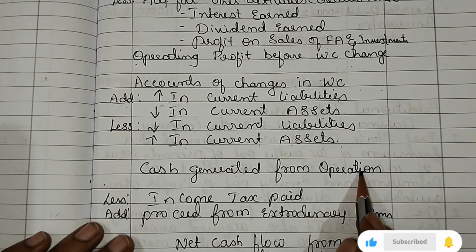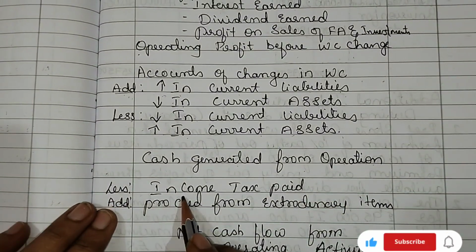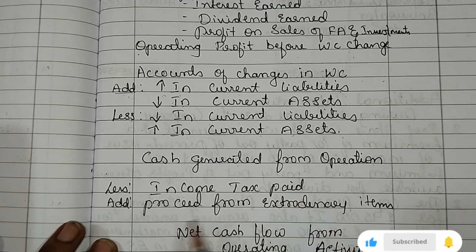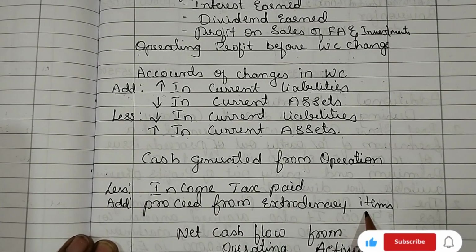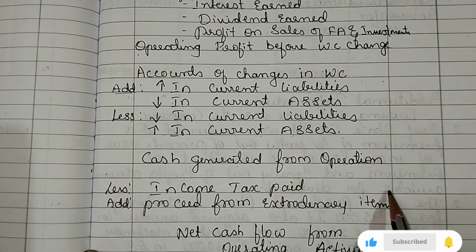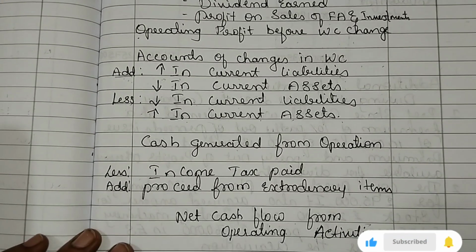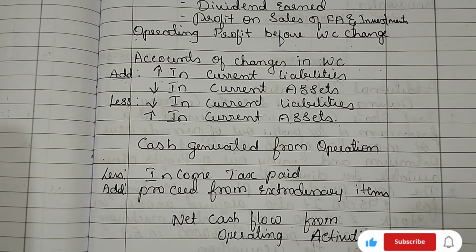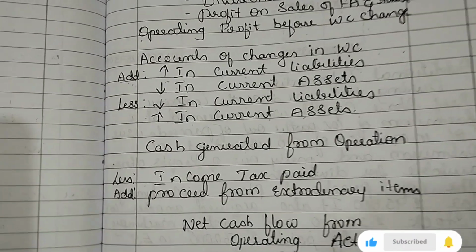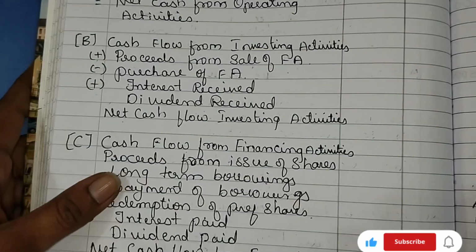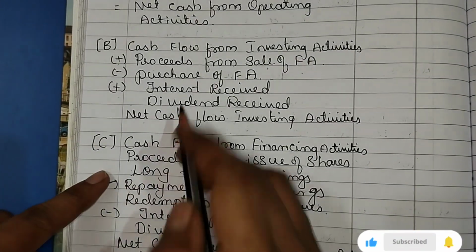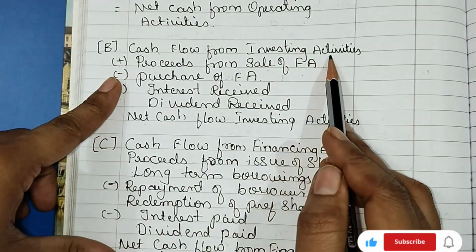From this amount, less income tax paid. Add any extraordinary items, if it is there, you need to add. Then we will get cash flow from operating activities. The rest other two activities are similar to what you have done in the direct method. So just you are taking cash flow from investment activity.